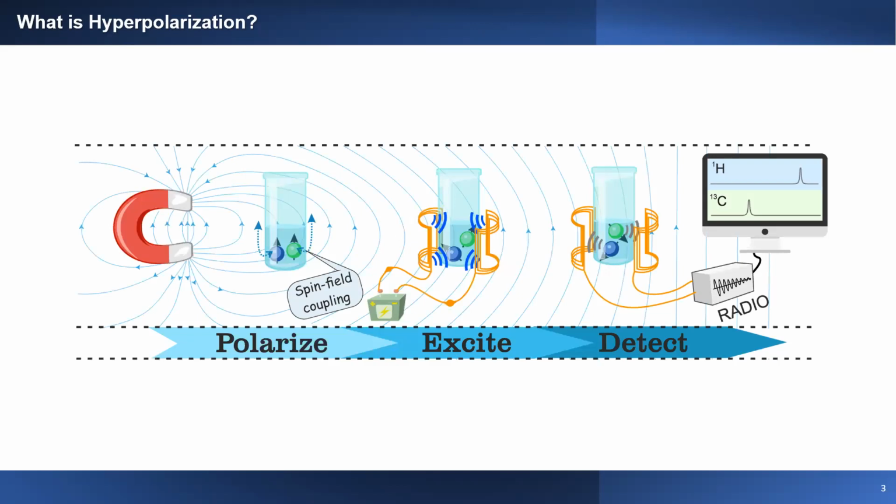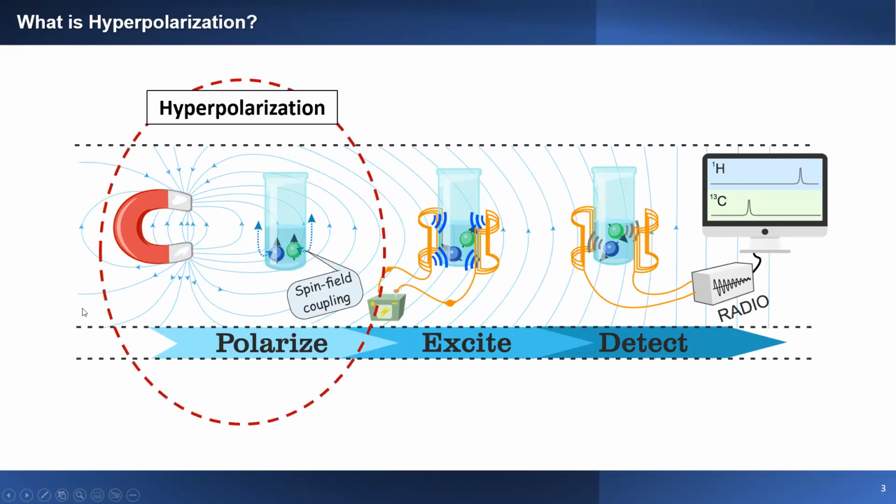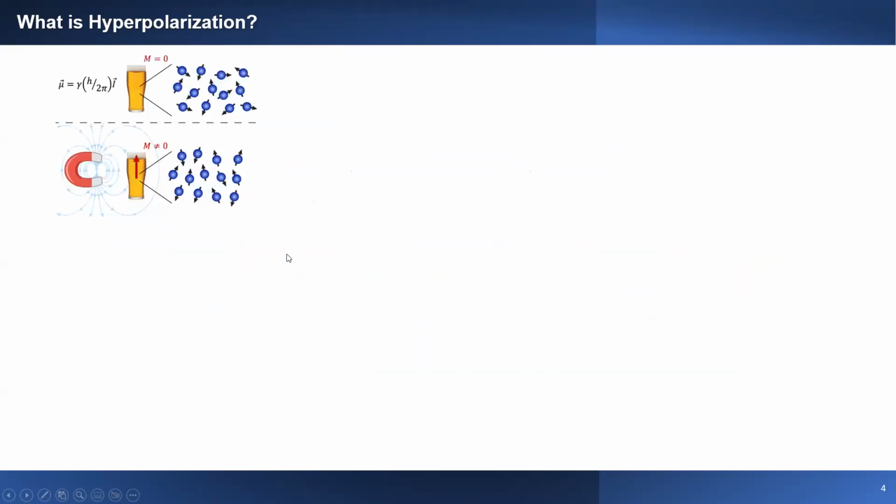Okay, so here we have a schematic of an NMR experiment. You have your nuclear spin system in a magnetic field, and a coupling between the spins and the magnetic field gives you some level of thermal polarization. Then you excite the spins and detect them. Hyperpolarization is really concerned with this first step. It's about increasing the polarization beyond what you would get by just letting spins equilibrate in a magnetic field.